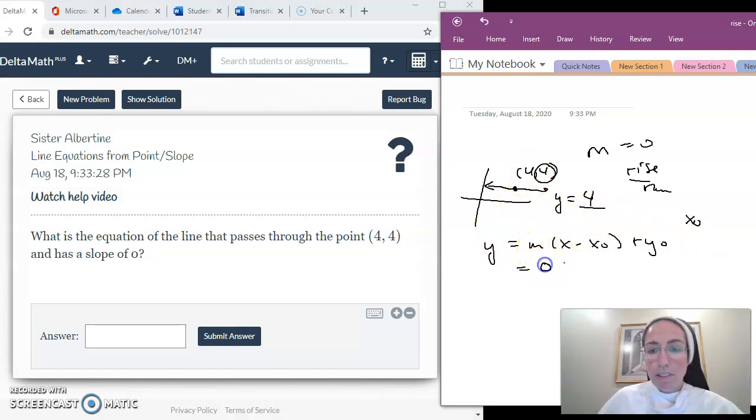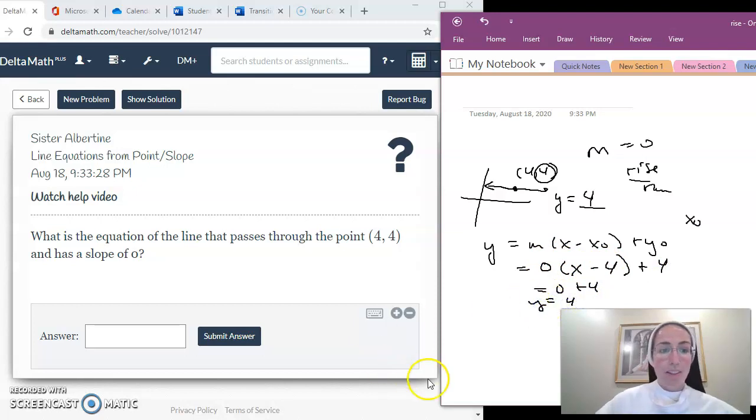Okay, what's my slope? 0. x minus what's x naught? 4. Plus y naught, which is 4. So 0 times anything is 0. So this is 0 plus 4. So it simplifies to y = 4. And you get the same answer that way.